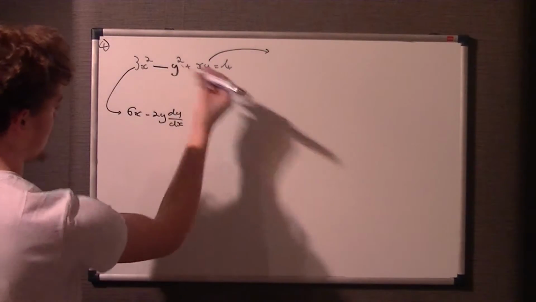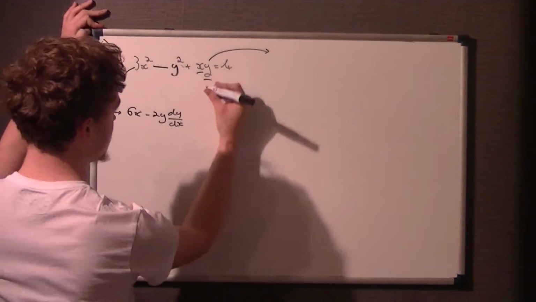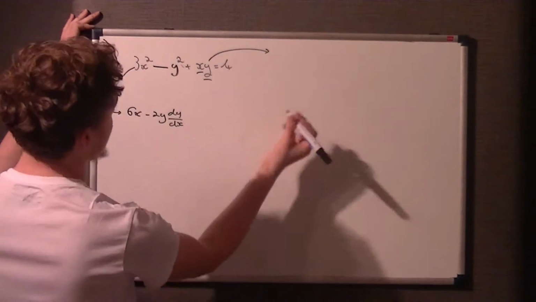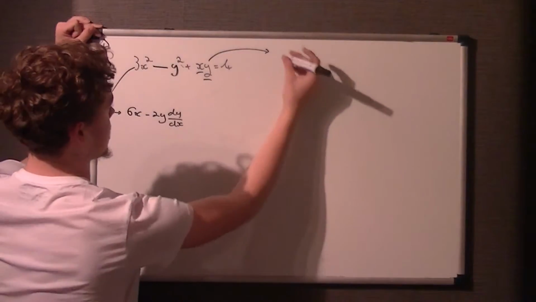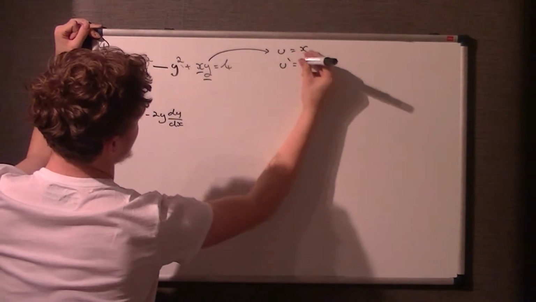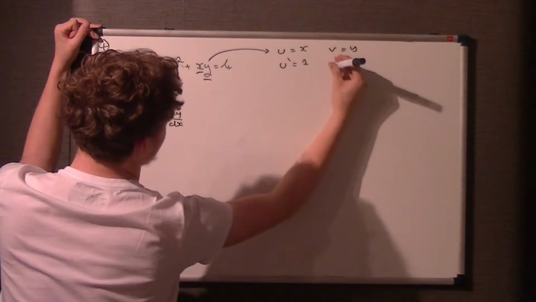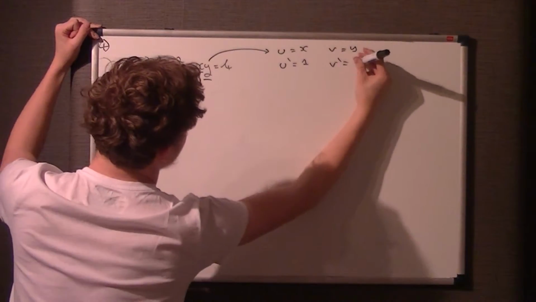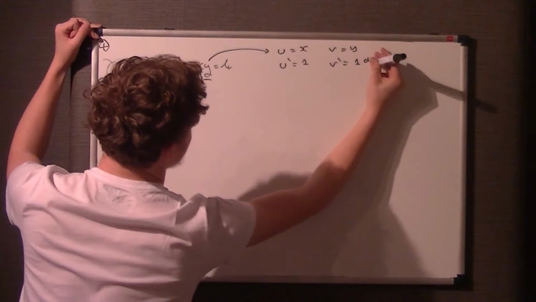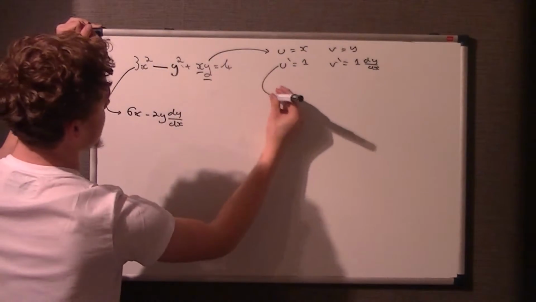because it's a function of x times a function of y, in essence it's a function times another function. So we need to differentiate each term, and we can't just say it's 1. So we do u is equal to x, u dashed is therefore equal to 1, v is equal to y, so therefore v dashed is equal to 1, but we put dy/dx next to it because it's a differential of y, not x.